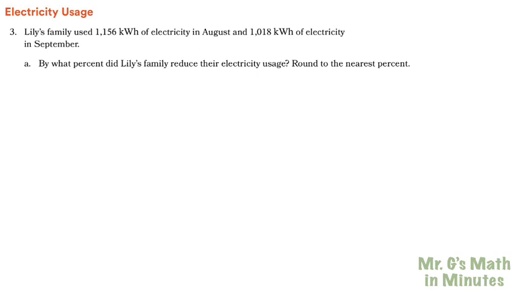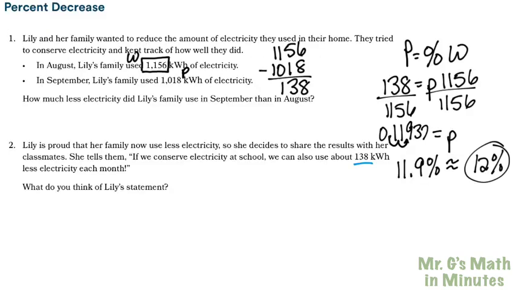Lily's family. Actually, we just solved that problem. That was what we did in number 1. So all of this is actually number 3. I just went ahead of myself.